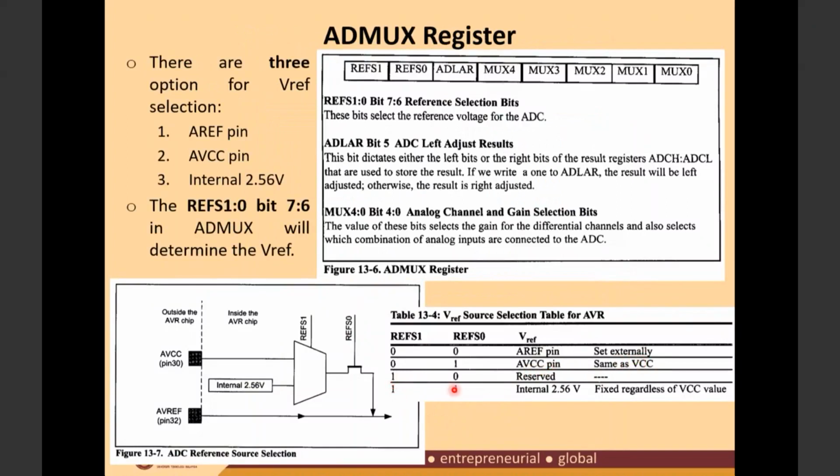And when you put 1, 0, this is reserved. For 1, 1, you use the internal 2.56 volt. This value is already fixed, regardless of the VCC, whether you use a VCC of 10 volt, 5 volt, or 12 volt. These settings will always produce a 2.56 volt VREF if you put 1, 1 to these bits. And this VREF, as we saw before, will determine the step size of your ADC, because the step size formula is VREF divided by the number of steps. Okay, any questions up until here?